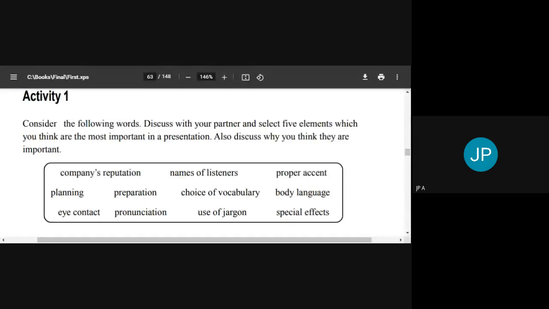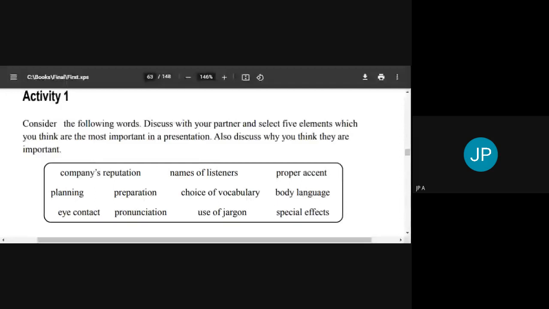Thank you for that response. That is correct. That is a very relevant thing. It is not necessary to know the names of the listeners. Very good. Another thing that is not required. The next thing that is not required, not important, is special effects.